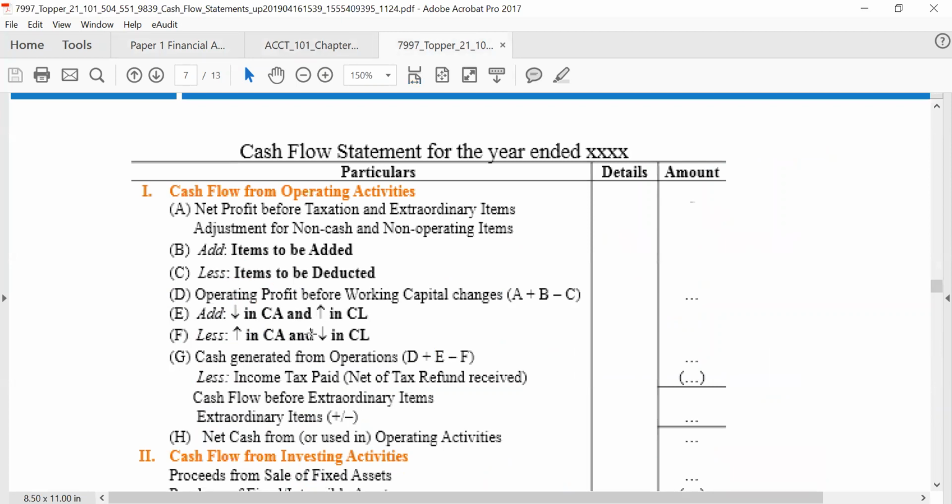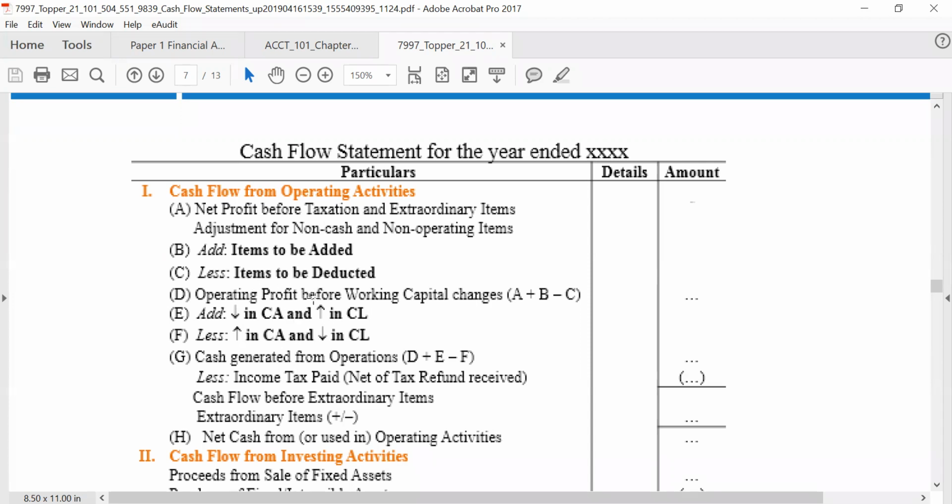So that is why they are showing us here that a drop in current liabilities is deducted, and an increase in current assets is also deducted. When current assets increase, for example, if inventory increases, it means that you bought more inventory, so you used the cash. So there is a cash outflow. That is exactly what happens.